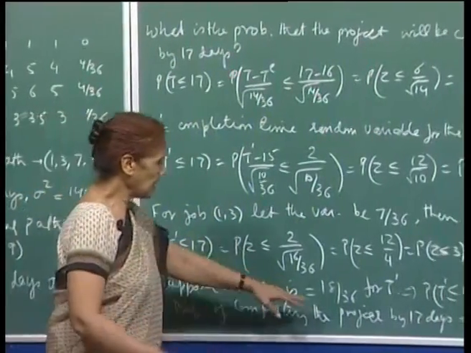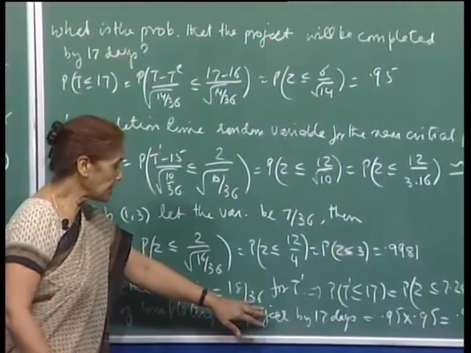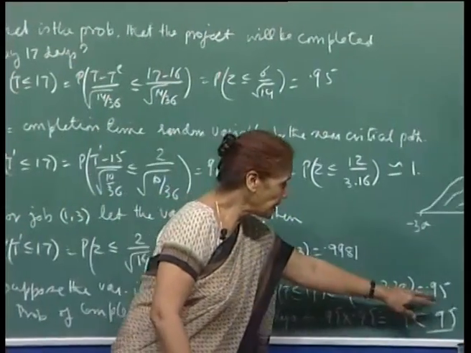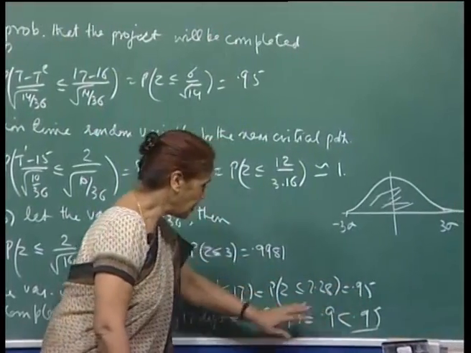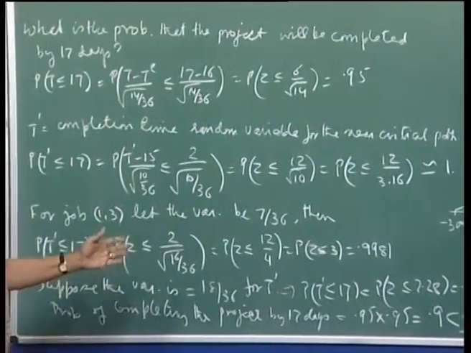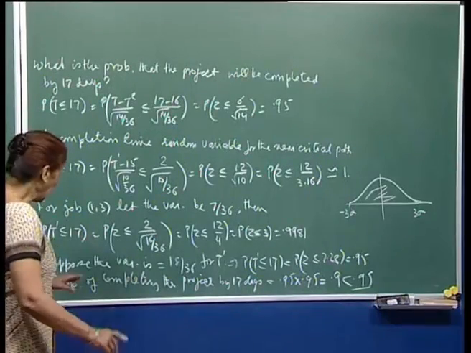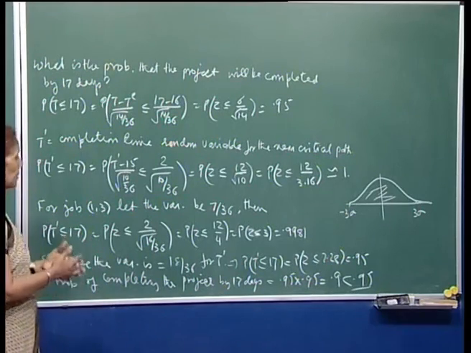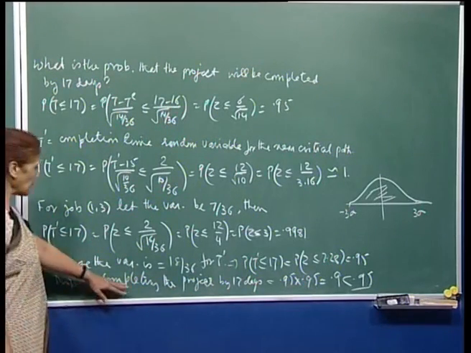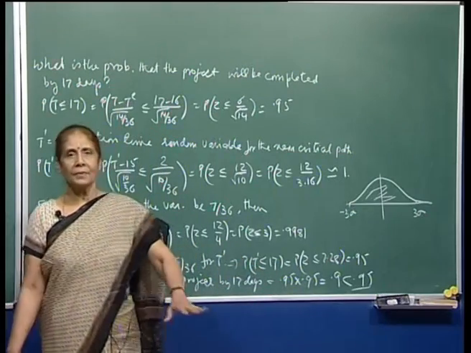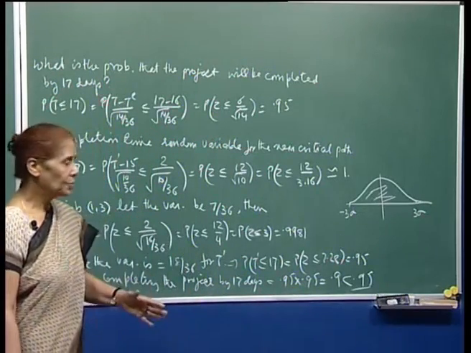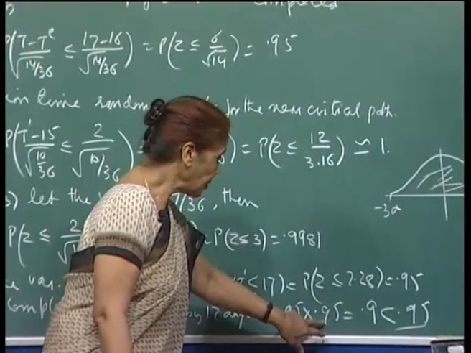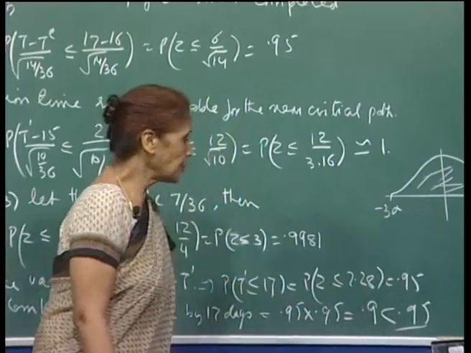So, I am just again hypothesizing and saying, suppose the variance is actually 18 by 36 for the near critical path. In that case, the probability of completing the activities on the near critical path by 17 days would come down to 0.95. Then, to give a good estimate for completing the project by 17 days, you will multiply the two probabilities, because all the activities on the critical path and near critical path should get completed by 17 days. When you multiply 0.95 with 0.95, it will be 0.9, which is less than 0.95.